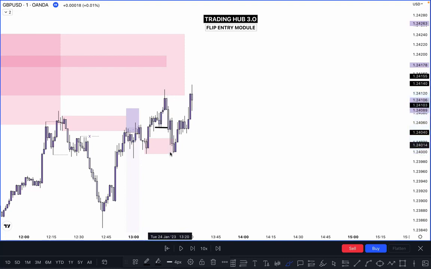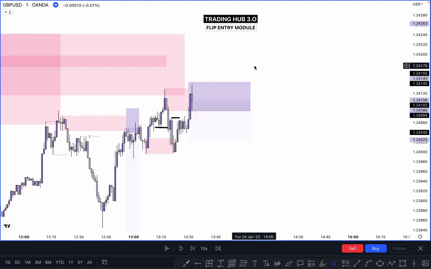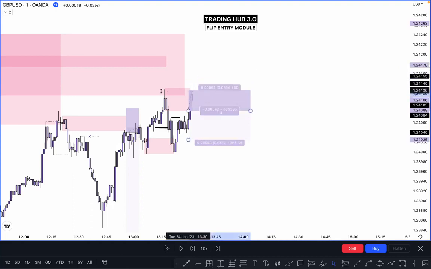So in this case, where is our inducement? At least this one. This is a small pullback here, and after taking out this small pullback, definitely you can sell here. Based on the change of character, you can sell here, and this is our entry. The first entry is here. Look at this one. Where is your stop loss? Just above it, based on the CHoCH entry model.